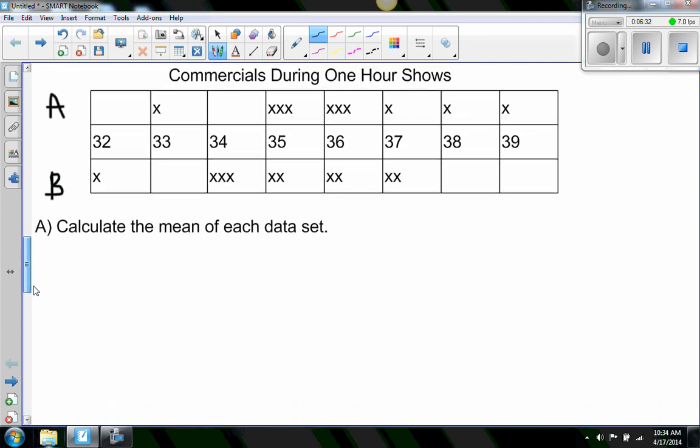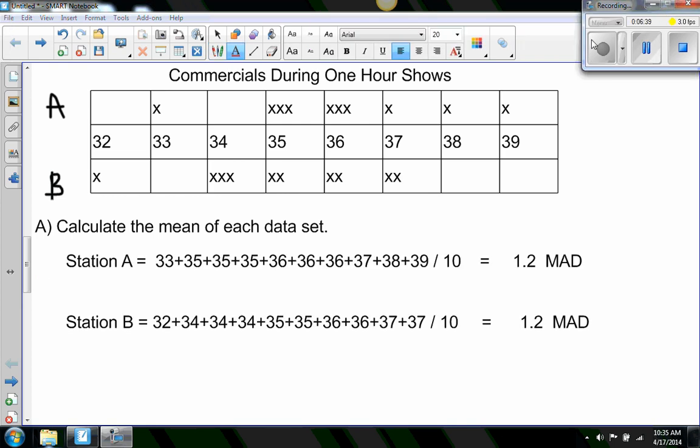So here it says calculate the mean of each data set. All right, here are my calculations for the mean. For station A, all you do is go through here and write down every single one: a 33, a 35, a 35, a 35, a 36, 36, 36, 37, 38, 39. That's where I got these numbers. Add them all up and divide by 10. For station B, I add up 32, 34, 34, 34, 35, 35, 36, 36, 37, 37, and I divide it by 10, because there's 10 x's.